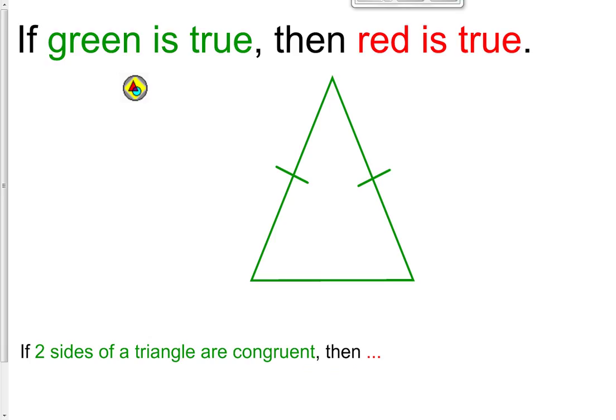Okay, so if the green is true, then the red is true. This is a conditional statement. We're saying if two sides of a triangle are congruent, which it is, this is an isosceles triangle, this side right here is congruent to this side right here. If that's true, then what can we say? What conclusion can we make with this hypothesis?